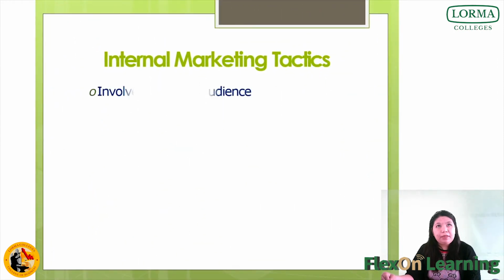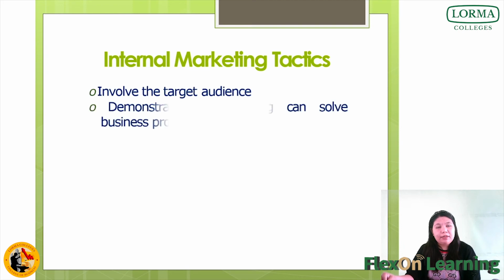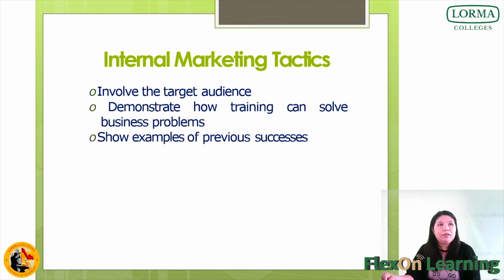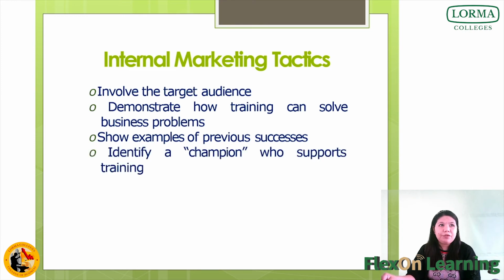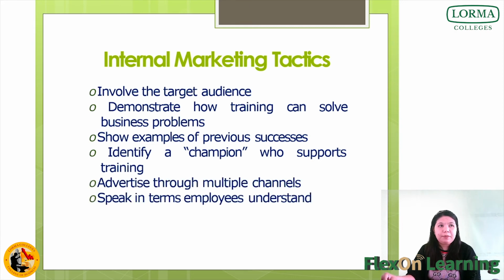For internal marketing tactics, it involves targeting the audience, demonstrating how training can solve business problems, showing examples of previous successes, and identifying a champion who supports training. Then advertise through multiple channels. Speak in terms employees understand.